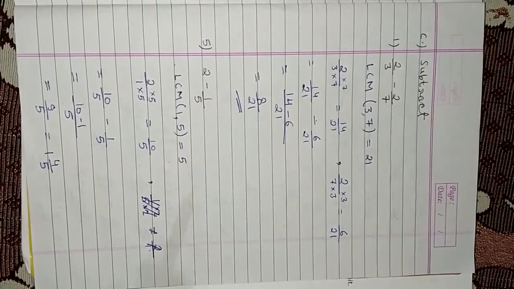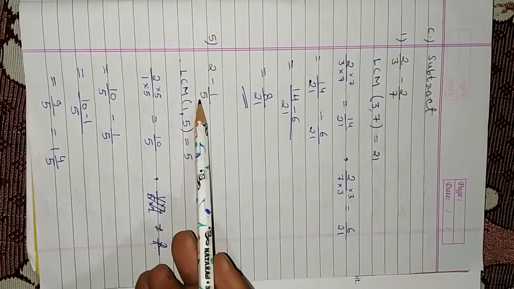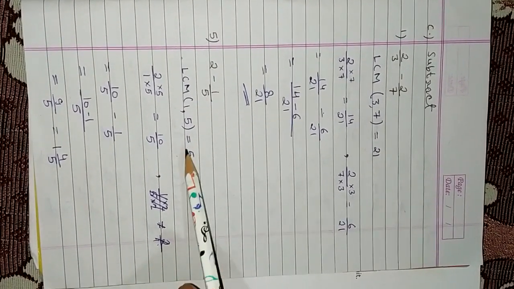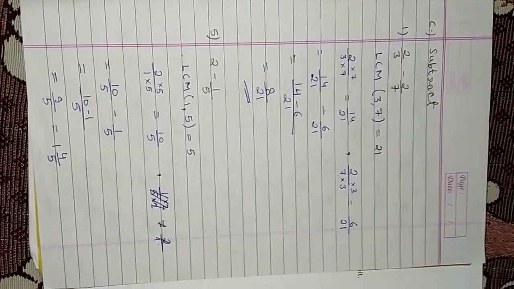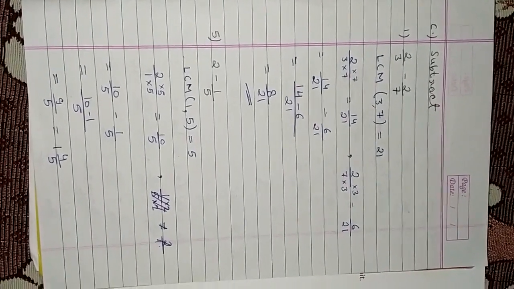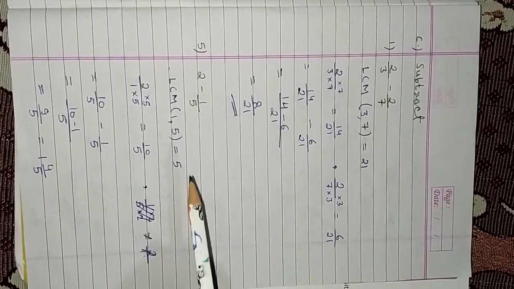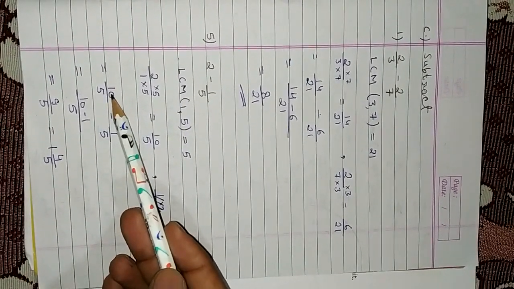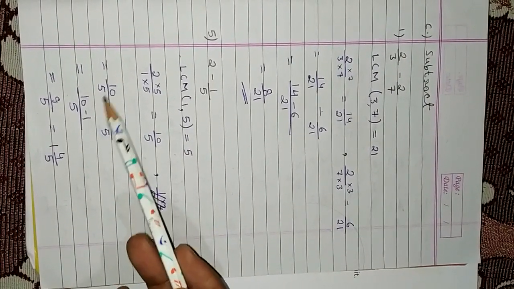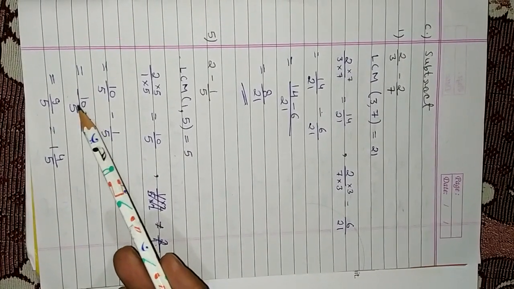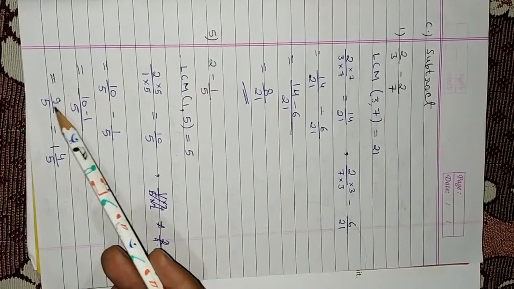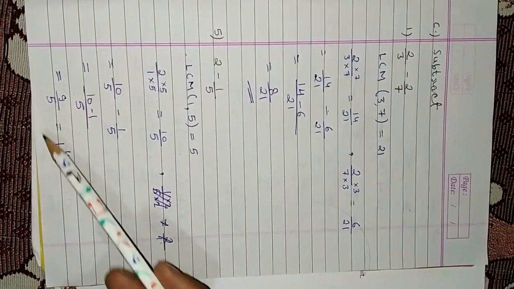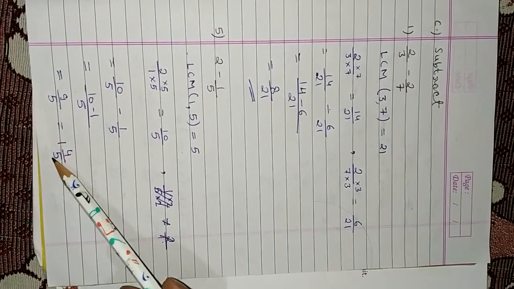10 by 5. The second fraction will remain the same because the denominator and the LCM are both the same. Okay. If the denominator and LCM are the same, then no need to change the fraction. Now 10 by 5 minus 1 by 5 is equal to 10 minus 1 upon 5, 9 by 5. When we convert this improper fraction into a mixed fraction, we get 1 4 by 5. Okay.